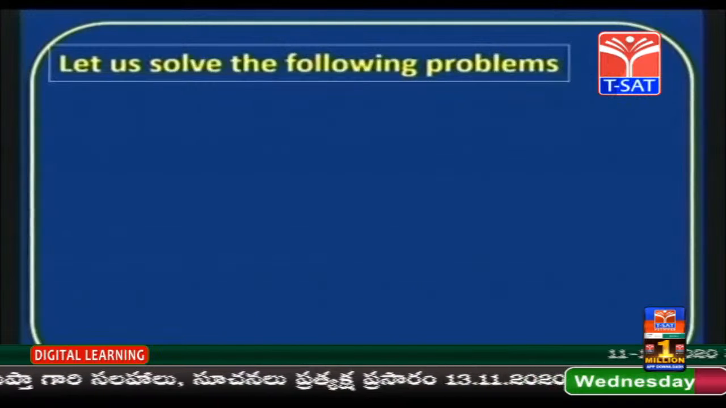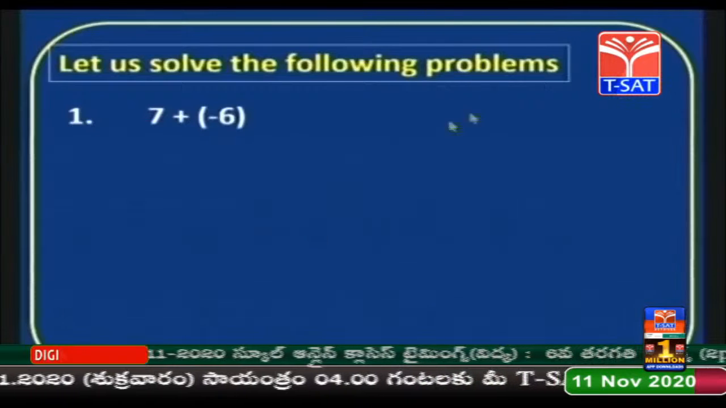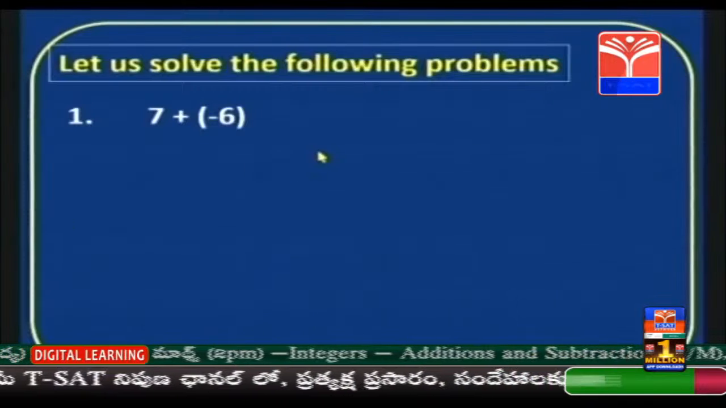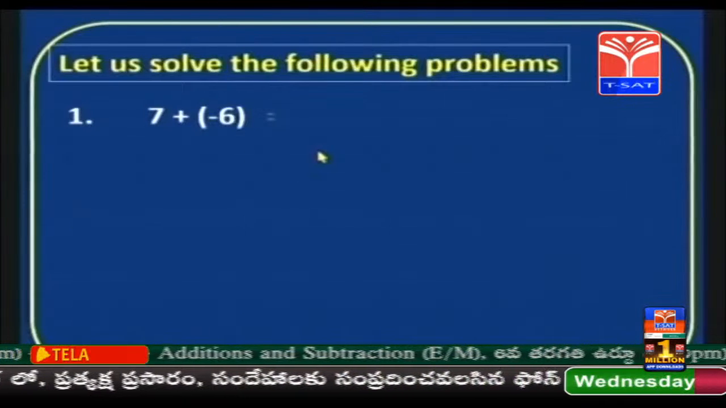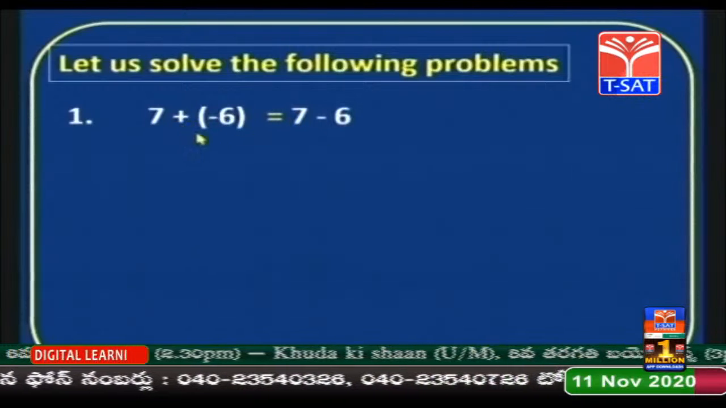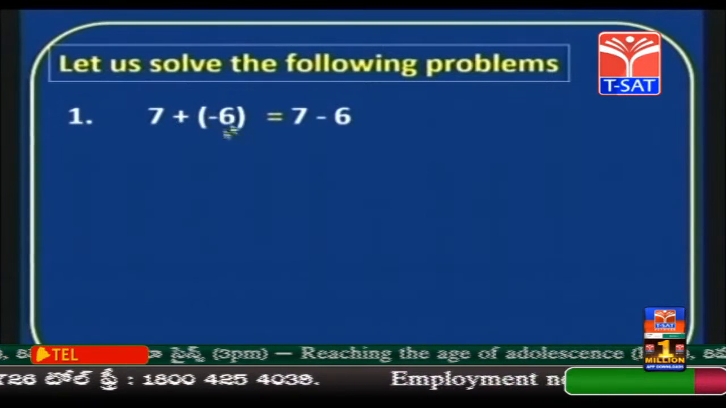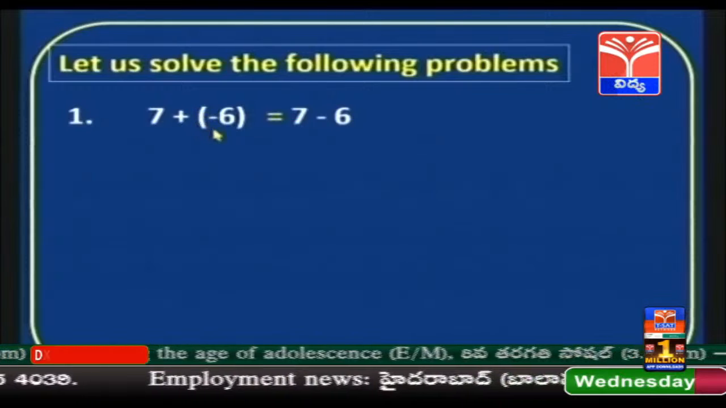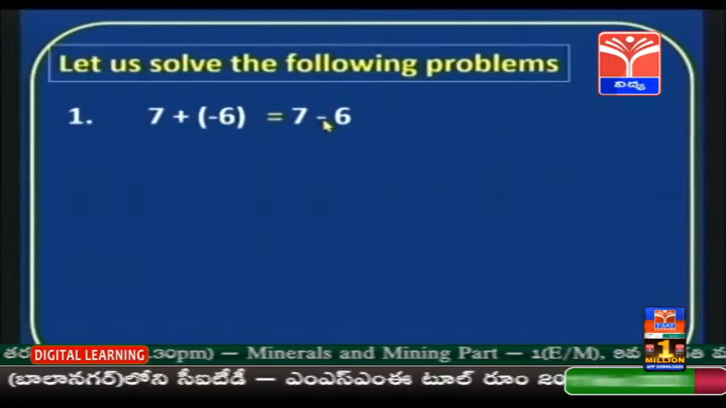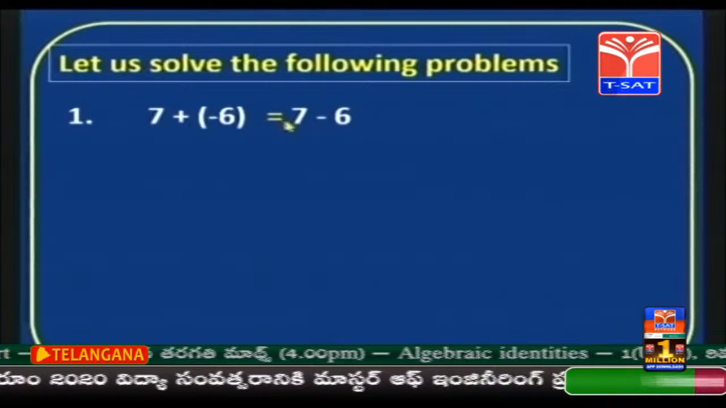Let us solve the following problems. Children, observe the screen. 7 plus of minus 6. Without using counters also we can solve the problems. How? Let us see. Children, you can see the screen. Here it is plus. Here you have a bracket. In mathematics, when you have a bracket like this, we have to think of it as a multiplication. So plus into minus is equal to minus. Plus into minus is equal to minus. Now we got 7 minus 6.